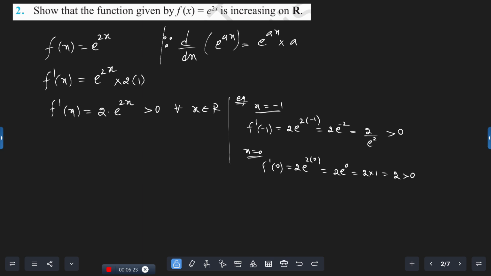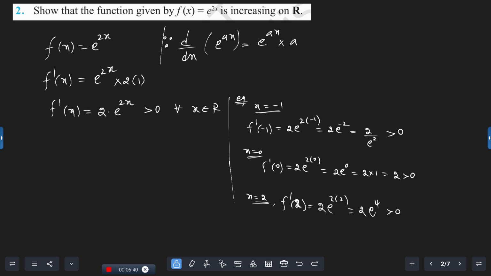So one negative value, one 0, one more positive value I'll give. Suppose for a positive value, f dash of 2 is equal to 2 into e power 2 into 2, which is 2 into e power 4, that is also greater than 0.